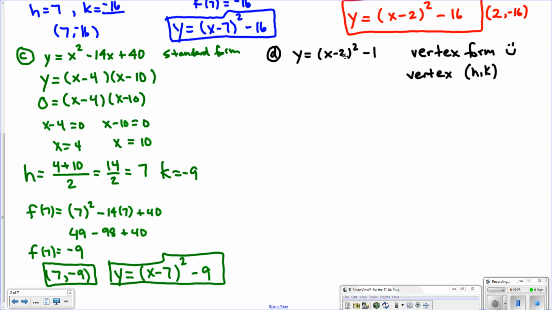Remember, when you look inside of here, H is the value that's being subtracted from X. So H is going to equal 2, K equals -1, which means our vertex is going to be the point 2, -1. And that's it. This is letter D here. It's already in vertex form, so all we needed was to find the vertex.